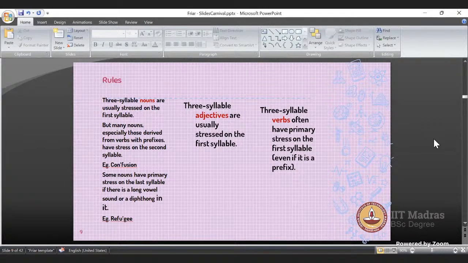For example, the noun confusion is derived from the verb confuse, right? In confuse, your second syllable, fuse, is stressed, and after you converted it into the noun confusion, that stress on the second syllable is retained. It's still on the second syllable, fuse. Okay, understand this part?